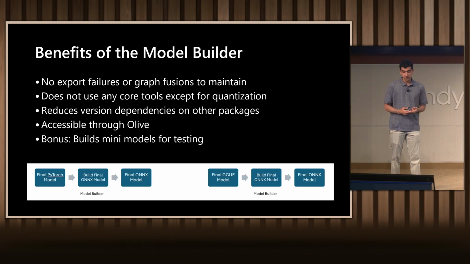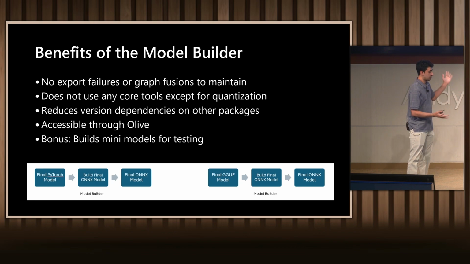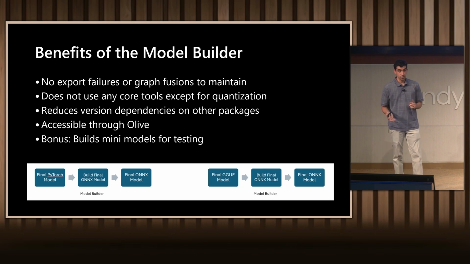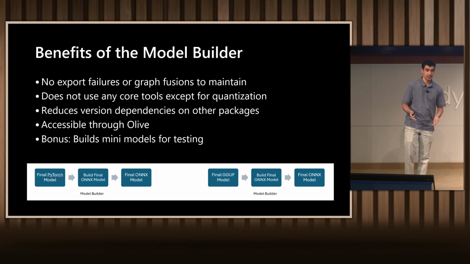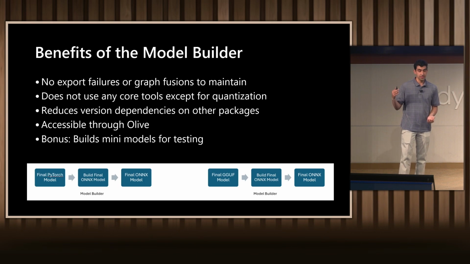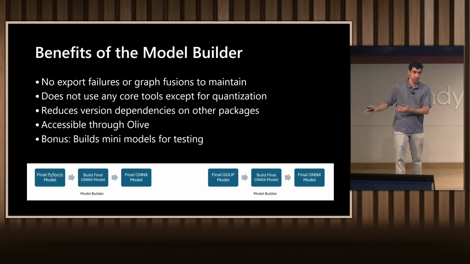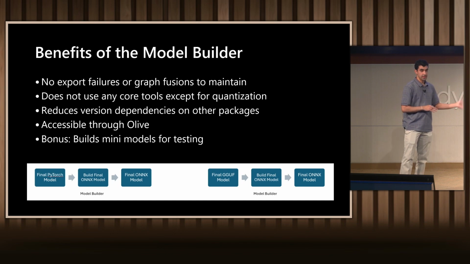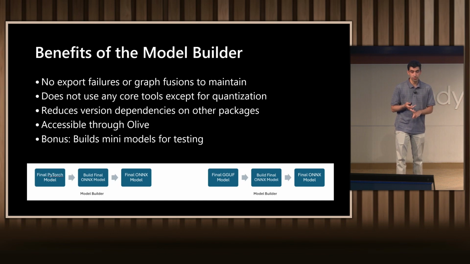There's also no export failures or graph fusions that need to be maintained. So if you have issues that you run into during export or optimization, you don't really run into those here with the model builder. It's not using any of the core tools like the exporter or the ORT or ONNX scripts, optimizers and rewriters. It's just using, at the moment, ORT's quantizers to do the quantization step. As a result, it reduces a lot of the version dependencies that you see in a lot of tools on other packages. Currently, I would say the core dependency is A, the ONNX Runtime quantizer, and B, Hugging Face's transformers.